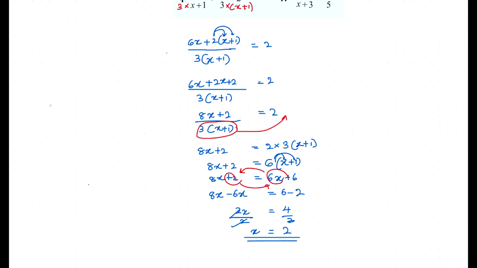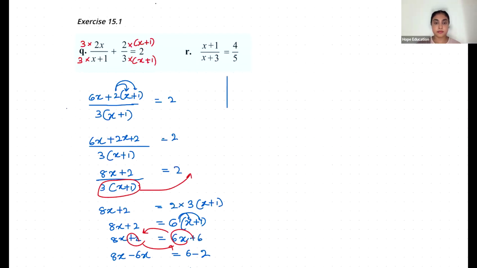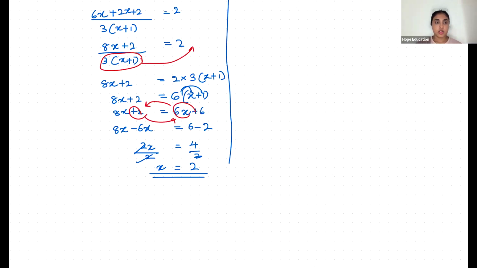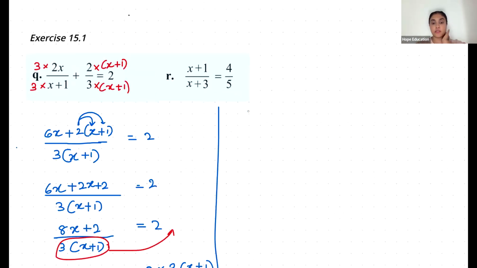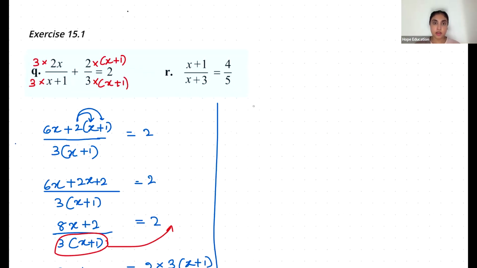Okay, Lamai. So that's Q. Now let's move on to R. Okay. So I separated with a line so that on this side we'll discuss R. We have x plus 1 over x plus 3 equals 4 over 5.